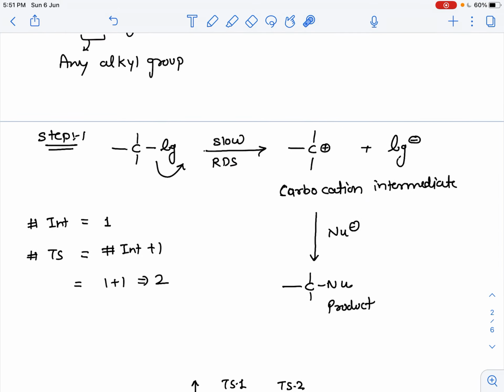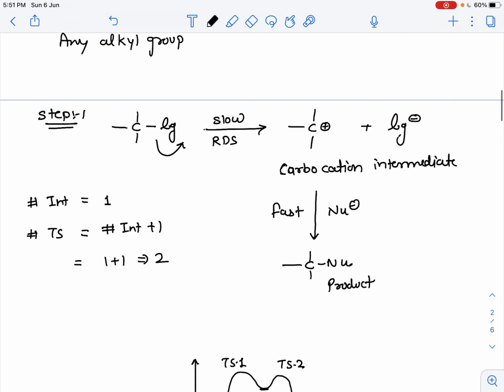Clear? Again I am repeating, formation of the carbocation, leaving of the leaving group. In this, the main thing is also that the leaving group will be leaving before attacking the nucleophile. I have written all these things in words. So in this the leaving group will be leaving the substrate before attacking the nucleophile. Carbocation will be formed, and on that carbocation the nucleophile will be attacking, and this attacking is the fast step.